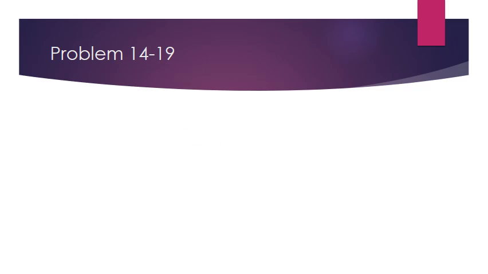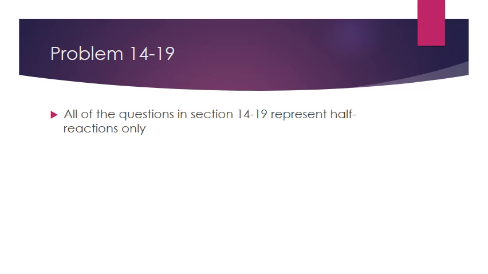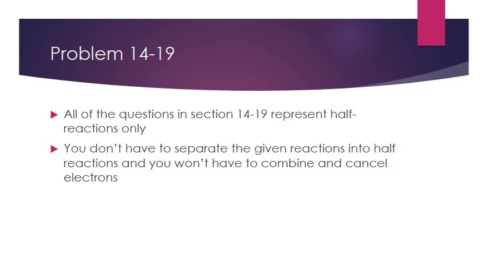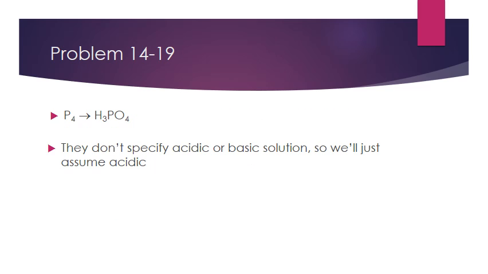Let's look at Wiley problem 14-19. Now all of the questions in this problem are half reactions only. As you work these, you don't have to separate into half reactions, you don't have to combine and cancel. 14-19 gives you practice in balancing the individual half reactions. Let's look at one. P4 going to phosphoric acid, H3PO4. They don't specify acidic or basic solution, and I'm just going to do acidic.